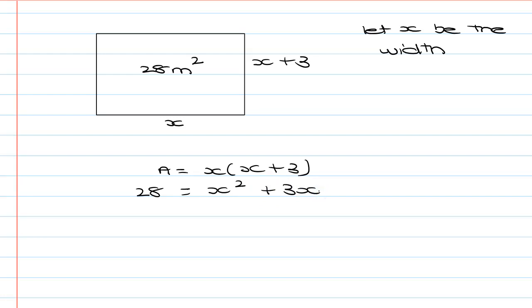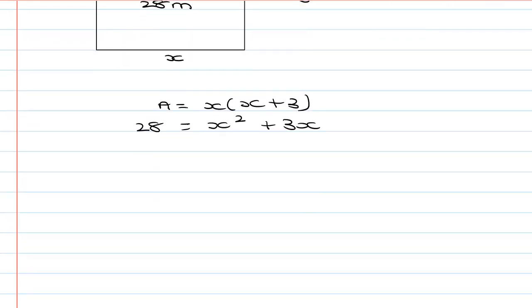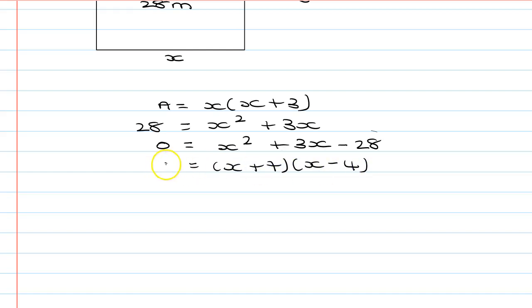Now the third step is to solve the equation. We can see it's a quadratic, so I'm going to move the 28 over to the other side to get the whole equation equal to 0. So I get x squared plus 3x minus 28. This can easily be factorized by looking at the two numbers that multiply together to make minus 28. I'm looking at positive 7 and negative 4. Let's just check that: minus 4 plus 7 equals 3. So it's going to be x plus 7 multiplied by x minus 4, and of course that's equal to 0.